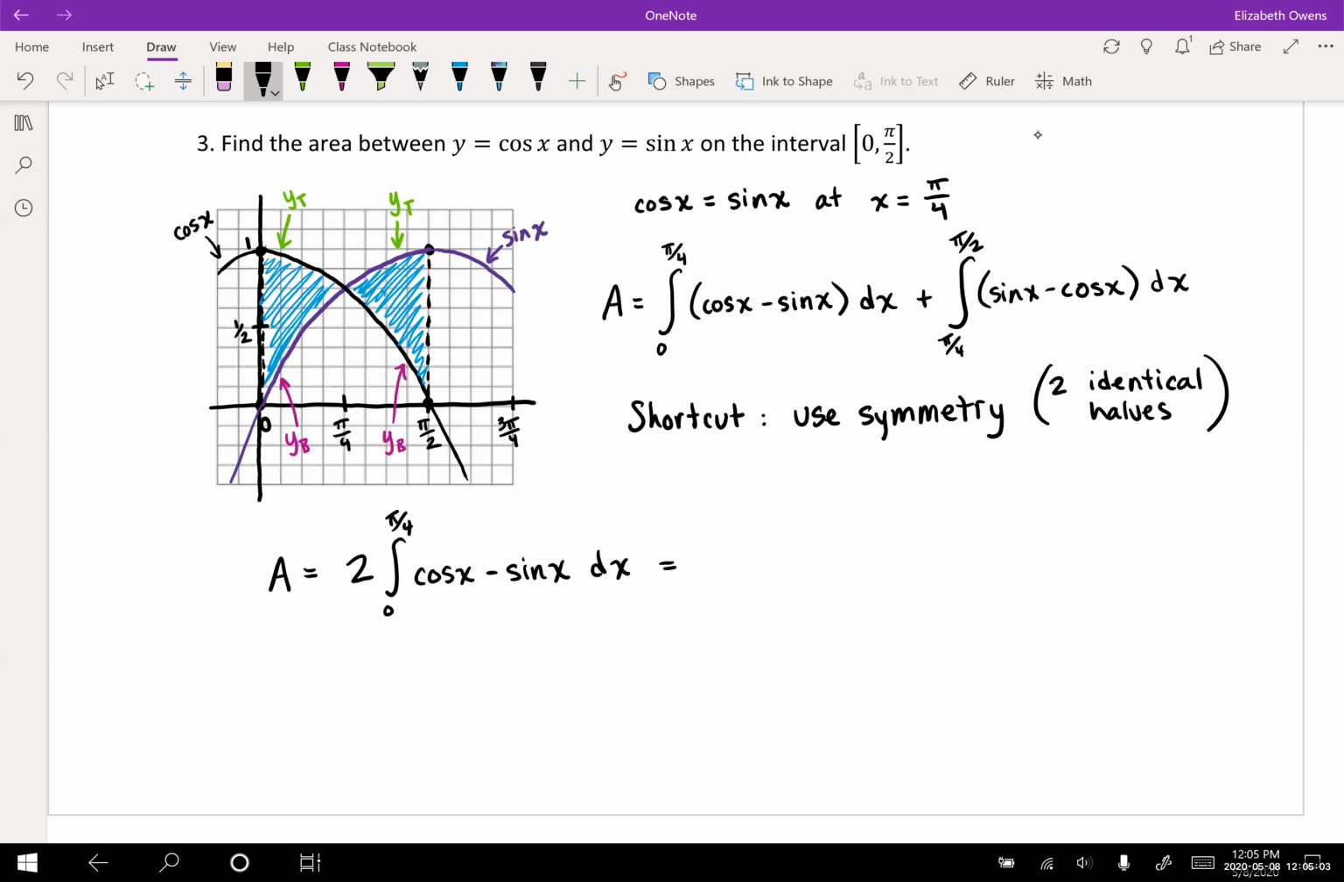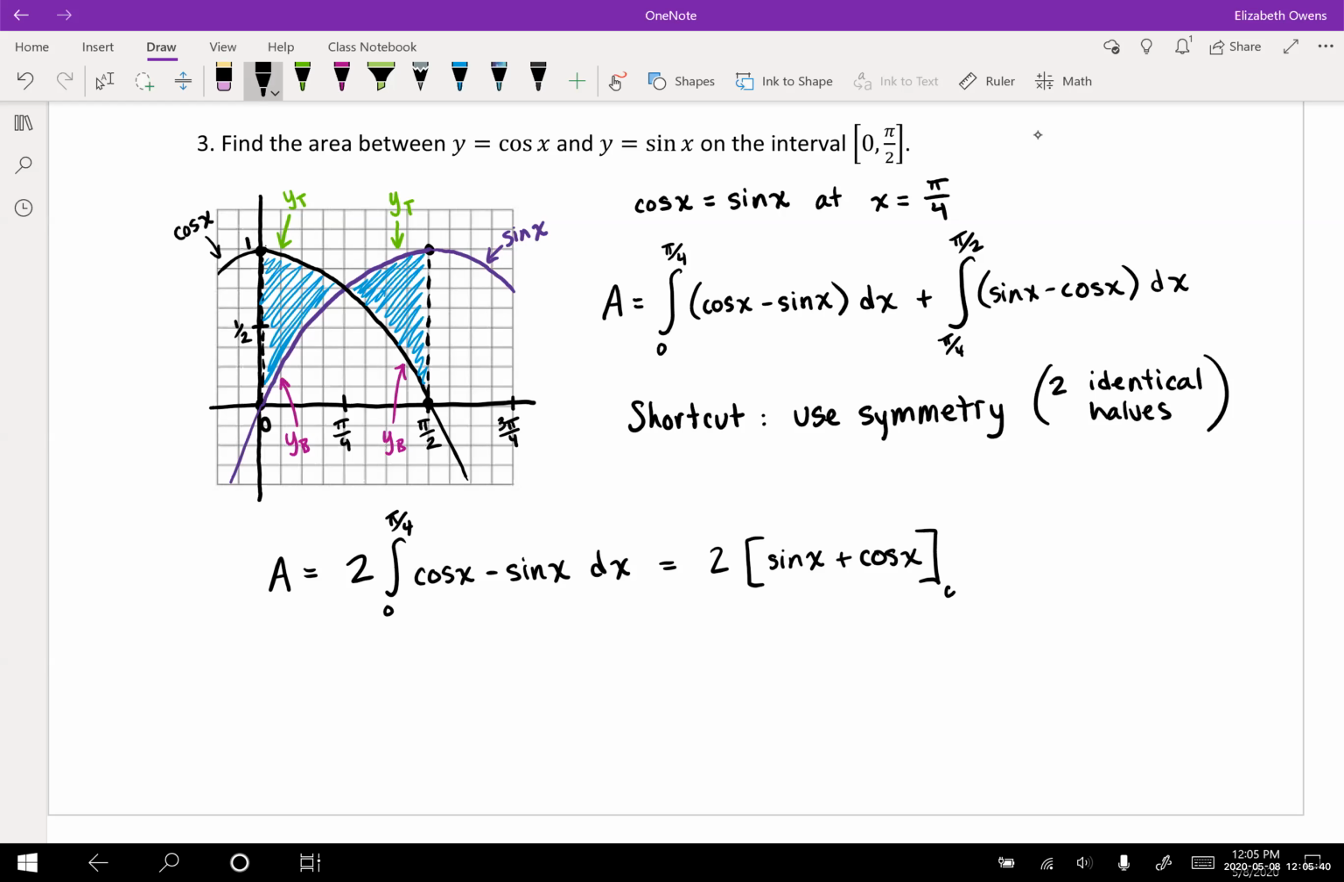And now we'll do our antiderivative. Antiderivative of cosine is sine. Antiderivative of negative sine is positive cosine. Watch those positives and negatives on these. Remember that you should be able to take the derivative of what I just found and get back the original integrand. So derivative of sine is cosine, check. Plus derivative of cosine, which is negative sine, check. Okay, so that's good.